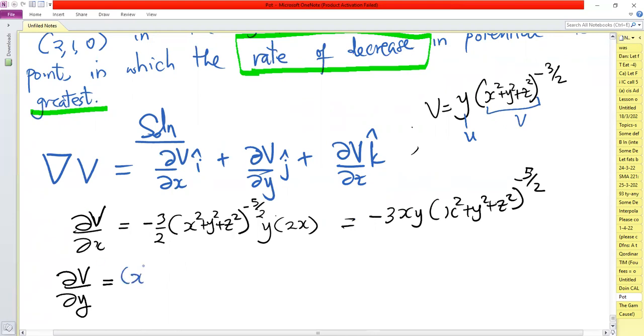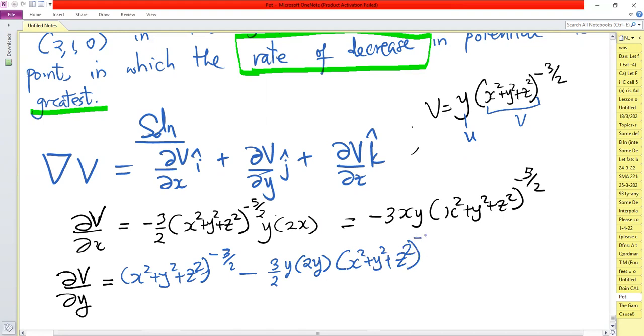So I'll have 1 times V, which will be x squared plus y squared plus z squared raised to the power minus 3/2. And then plus V prime, but I have negative because I have to drop this power. So I'll have minus 3/2, then y, and then when I differentiate inside, I get 2y, and then x squared plus y squared plus z squared to the power minus 5/2.